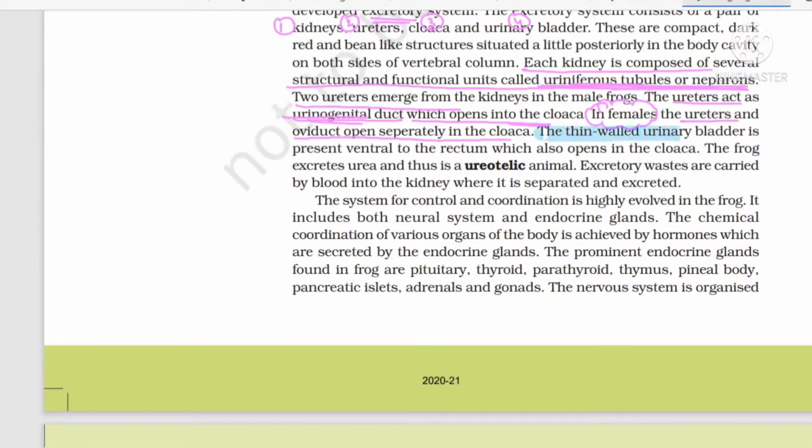The thin-walled urinary bladder is present ventral to the rectum. Please learn this question. They can frame it as ventral, dorsal, lateral. This way they can frame it. Ventral to the rectum, and it also opens into the cloaca. And the work of the urinary bladder is to store urine only. The frog excretes urea and is thus ureotelic. Excretory waste is carried by the blood into the kidney where it is separated and excreted out. So I think this much excretion is also clear.